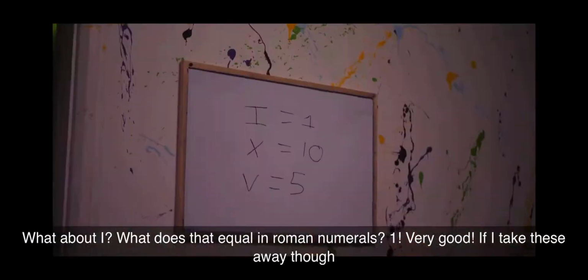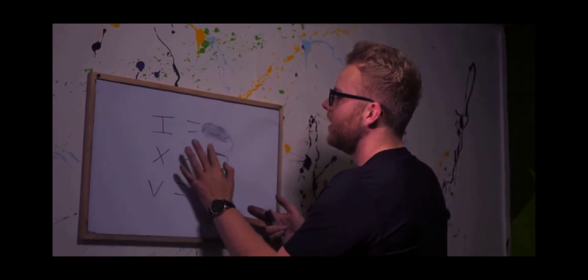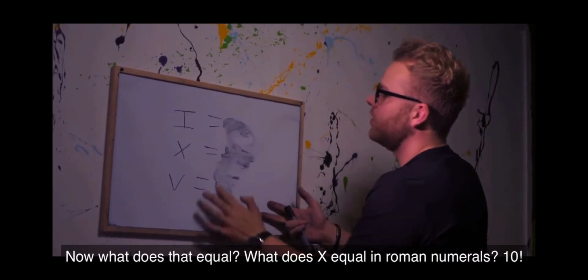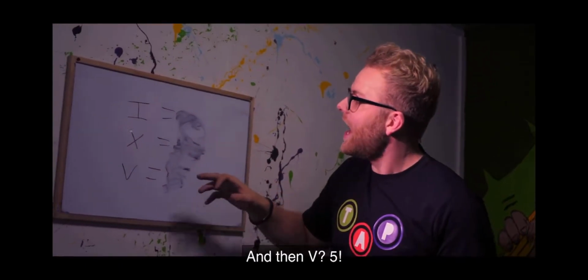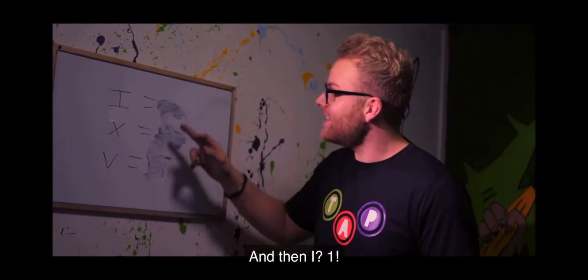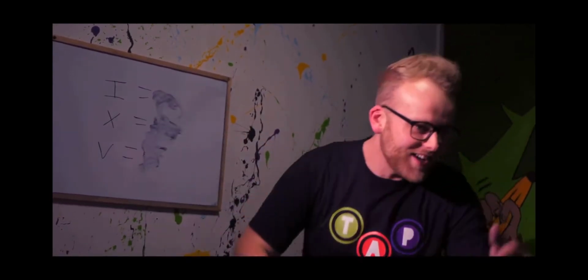1. Very good. If I take these away though, okay, now what does that equal? So what does X equal in Roman numerals? 10. Very good. And then V, what does that equal? 5. Very good. And then I? 2. 1. Oh, well, there you go.